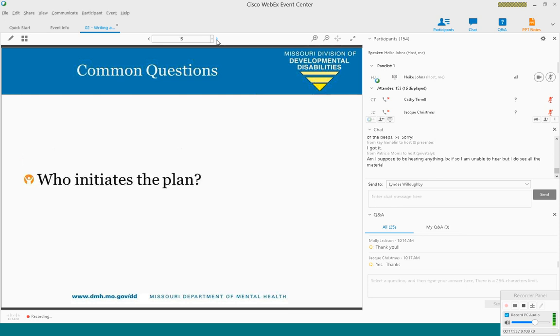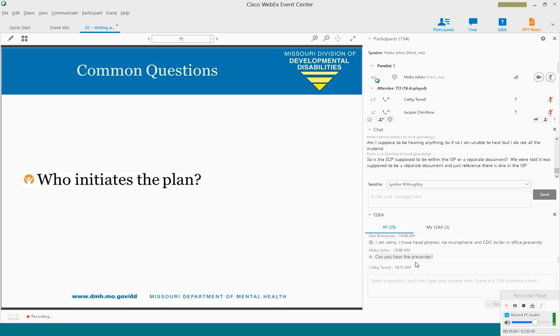Who initiates the plan? Again, the simple answer is anybody. Anybody on the planning team can request that a safety crisis plan be developed given a current situation or a history of challenging situations. A regional office can initiate a safety crisis plan based on the same criteria. And remember, recognize that once you've used a reactive strategy that is also restrictive, you have to make a safety crisis plan.